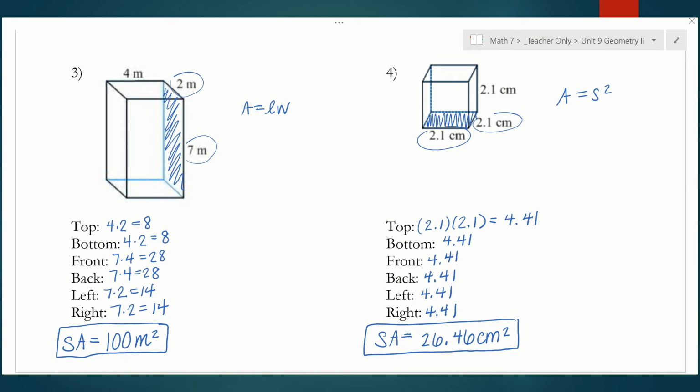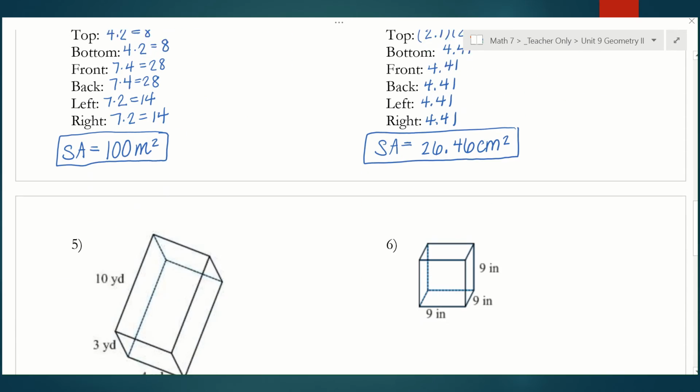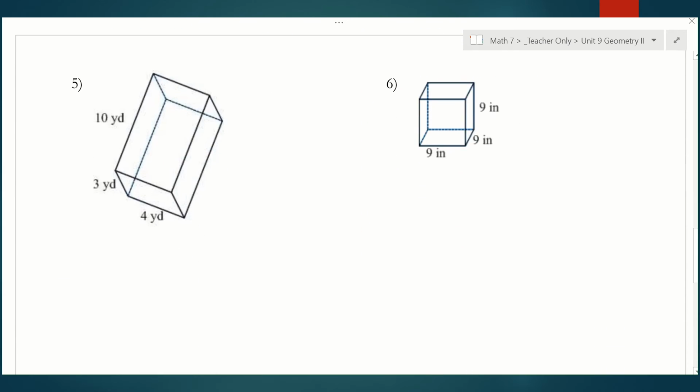So we're going to do 2 more, and what I would recommend is stopping the video here, seeing if you can get number 5 and 6 correct on your own. So stop it, try it, and then replay it, and you can watch my work and see if you get it correct. Okay?